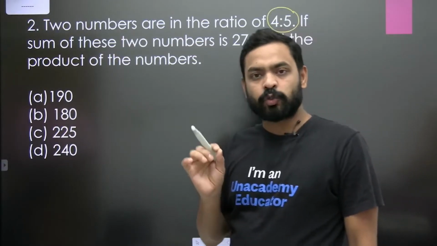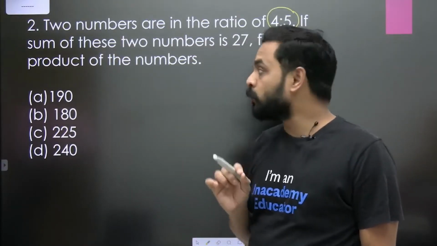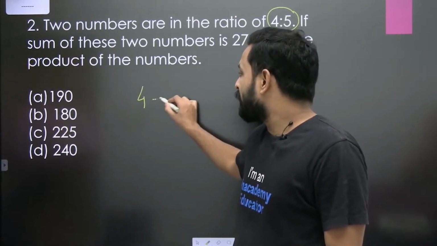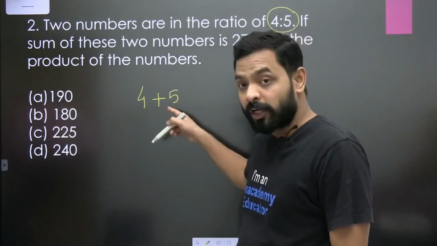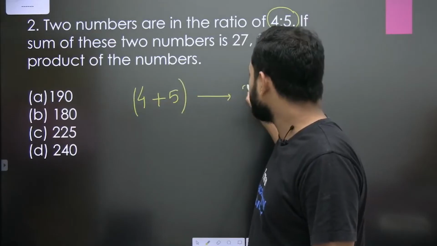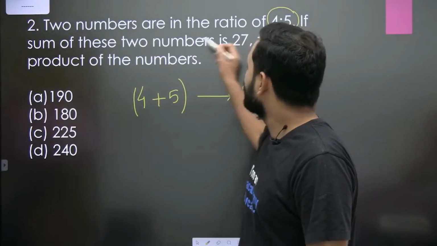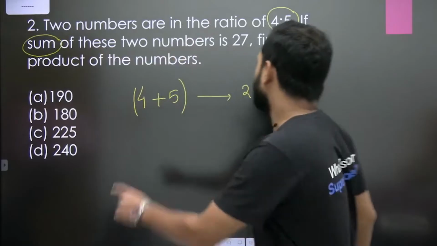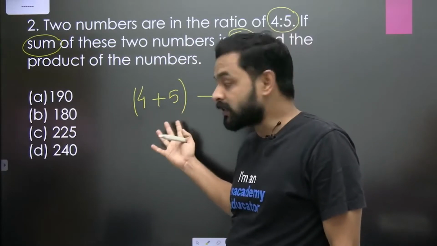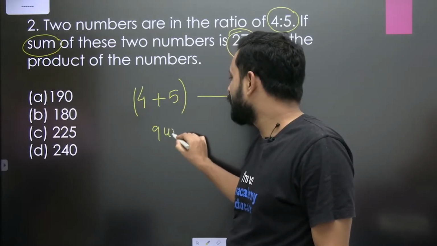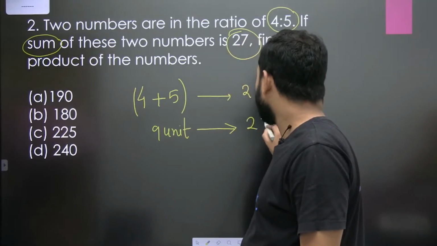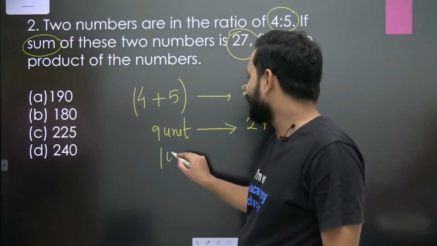Remember that ratios are not the actual values, right? So 4 unit plus 5 unit in scale of ratio is equivalent to 27. Please read it very carefully. Sum of these 2 numbers is 27. So 4 unit plus 5 unit, this is in the scale of ratio, so that means 9 unit will be equivalent to 27.